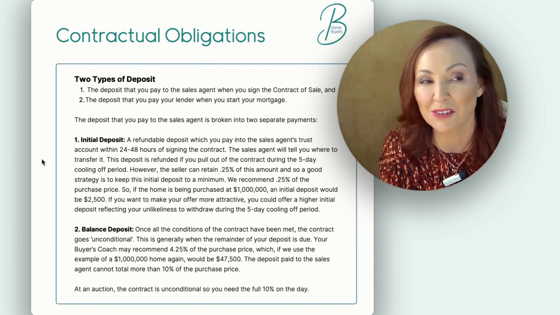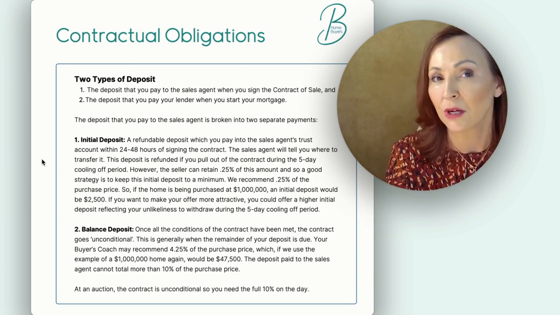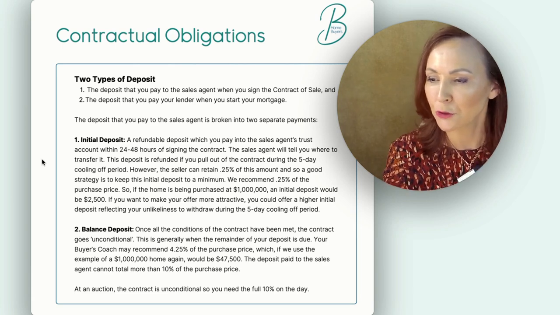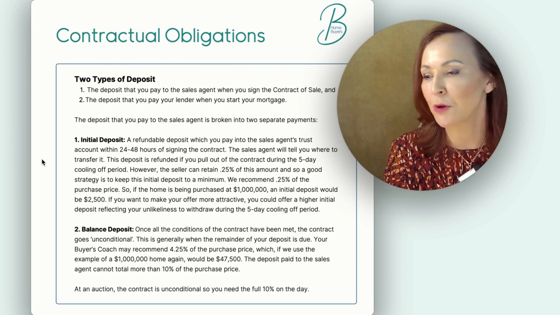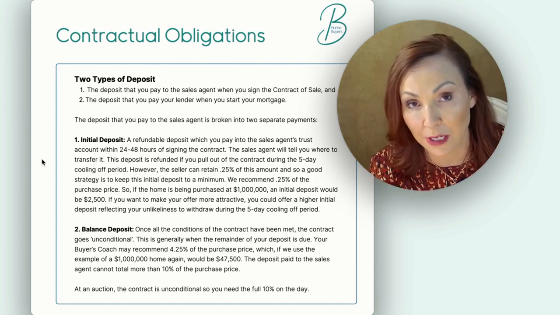You don't have to go up to 10%. You can keep it as low as you want, really. It's up to the seller to accept that from you. So we recommend that you do 0.25% as your initial deposit and 4.25%. So it all adds up to 5%. But if you wanted to, you could make it go as high as 10%.